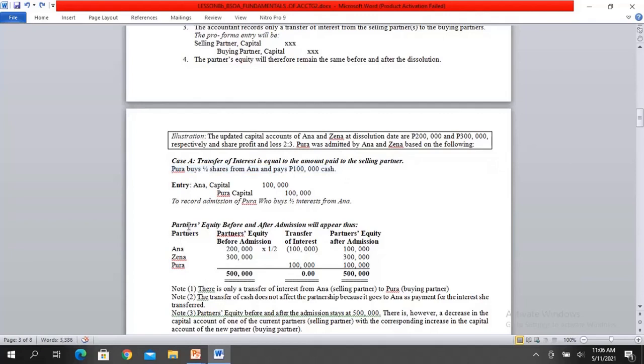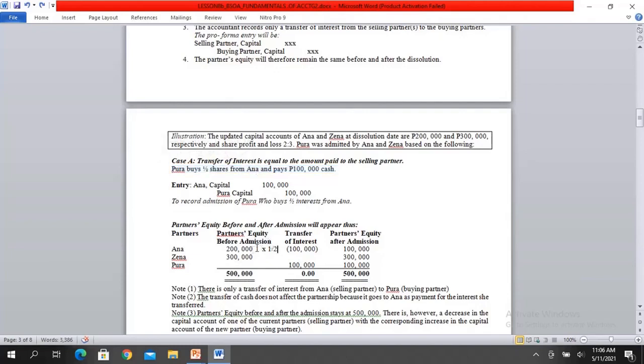So, tingnan natin. Partners' equity before and after admission will appear thus. Partners, si partner Anna, meron siyang 200,000 before admission. Ito yun, di ba? Na capital account. So, si Zina, meron siyang partner's equity na 300,000 before admission. Ngayon, si Pura, wala pang amount yung partner's equity niya before admission kasi bago pa lang siyang papasok sa partnership. So, ang sabi dyan, Pura buys 1/2 share from Anna and pays 100,000 cash. So, binili ni Pura yung 1/2 share ni Anna.